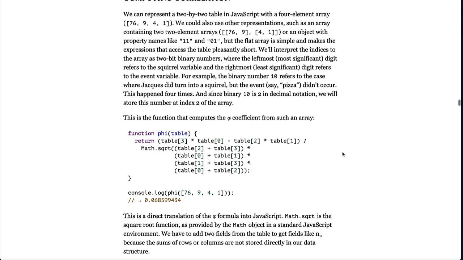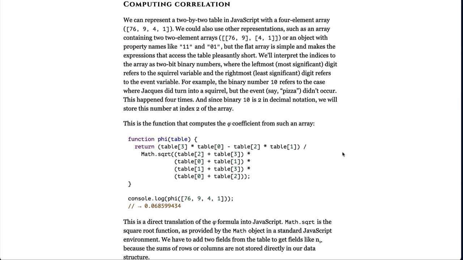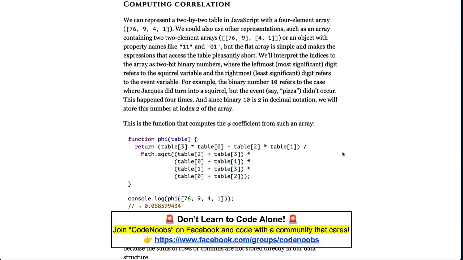Computing correlation. We can represent a 2x2 table in JavaScript with a 4-element array: 76, 9, 4, 1. We could also use other representations, such as an array containing 2-element arrays, [76, 9] and [4, 1], or an object with property names like 11 and 0, 1. But the flat array is simple and makes the expressions that access the table pleasantly short.